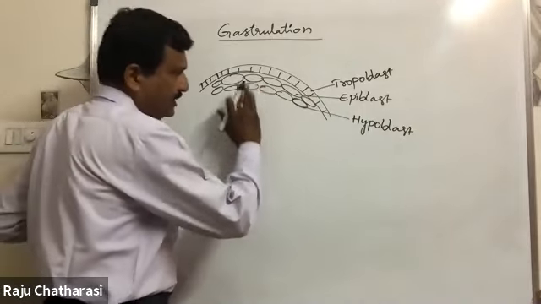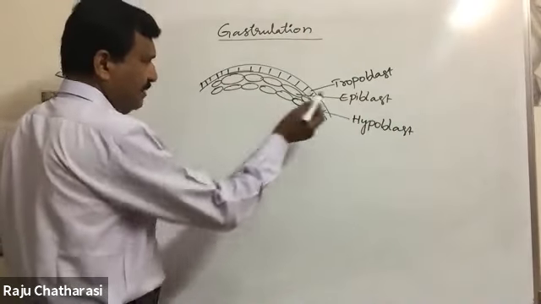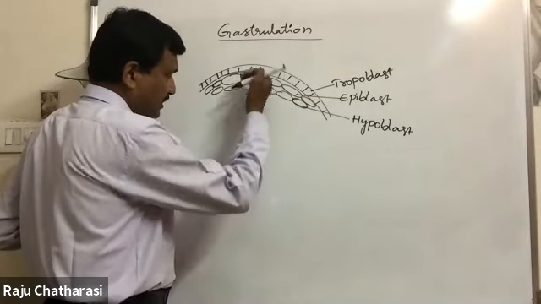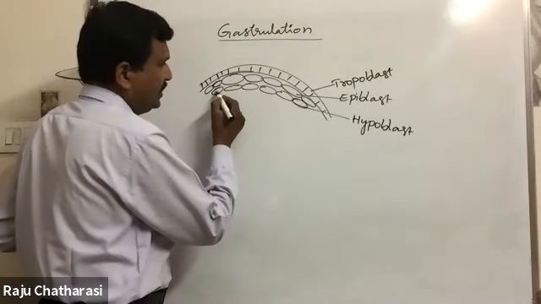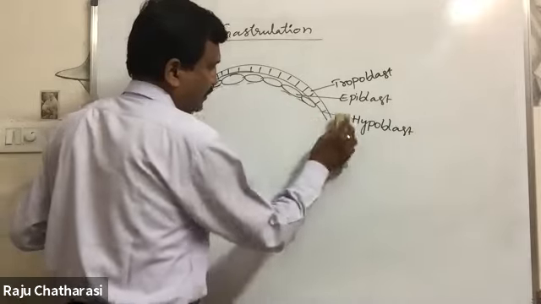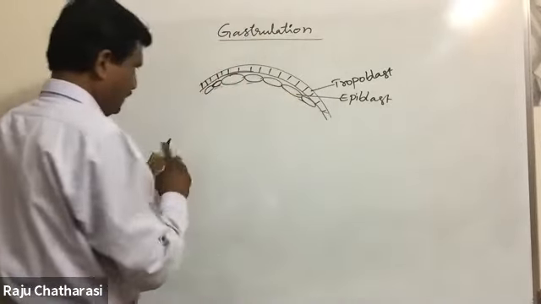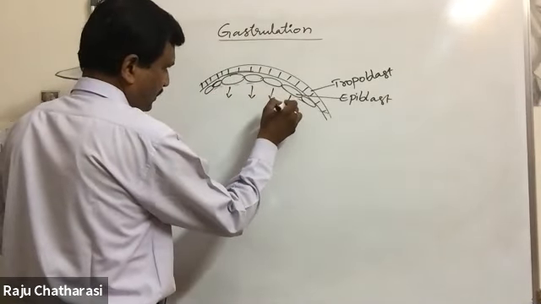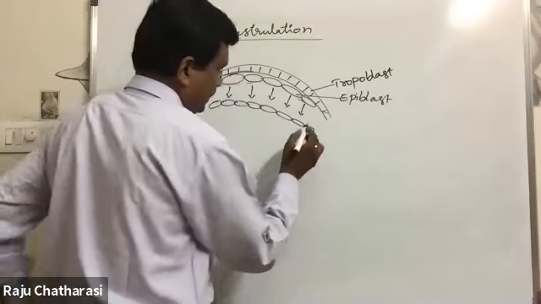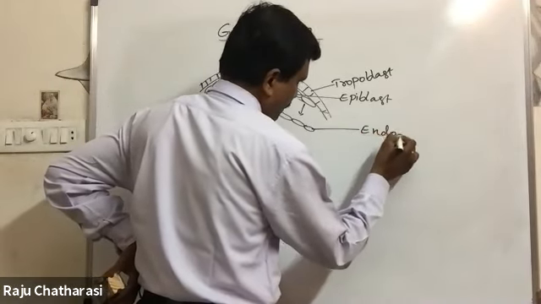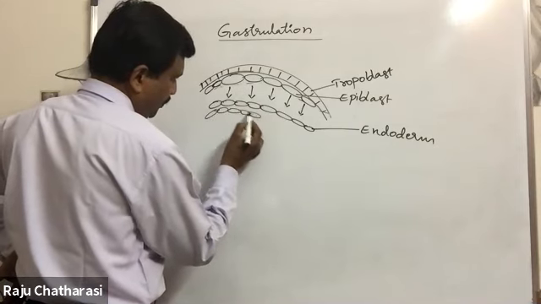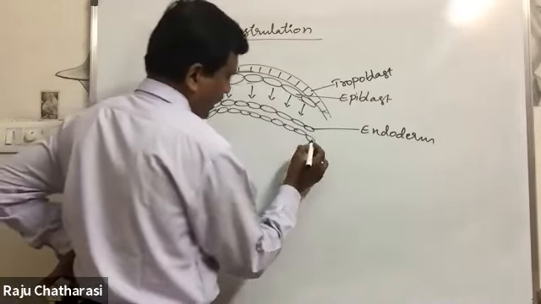Now it is undergoing some changes in these layers. This epiblast keeps on dividing. The cells divide and come downwards, and these cells push the hypoblast down like this. The cells which descend from the epiblast occupy the space of the hypoblast. This is called endoderm. The layer which is pushed down by the endoderm is called hypoblast.